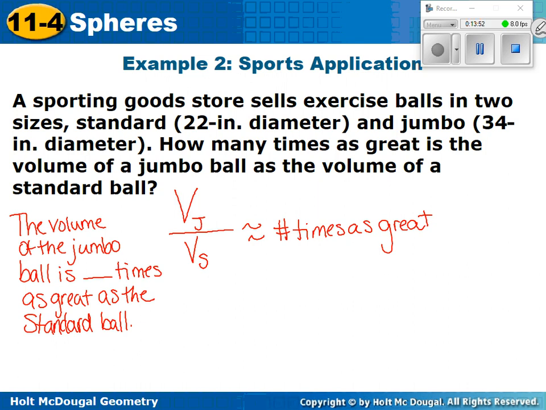Find the radius. So what is the radius for the standard? And what's the radius of the jumbo? Okay, so you can do that volume work. I'm not worried about that, but just make sure you know to do whatever it says. How many times as great is the bigger one versus the smaller one? So divide bigger by smaller. Are we good? Okay, moving on.